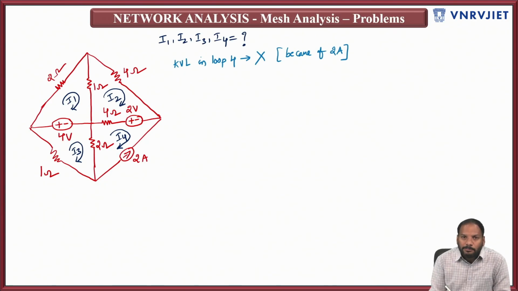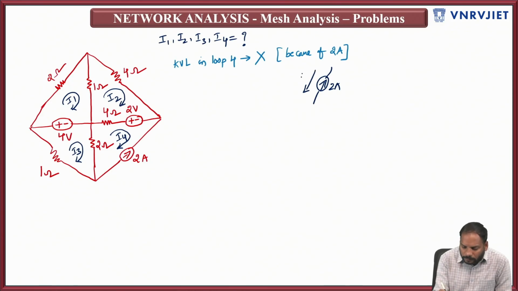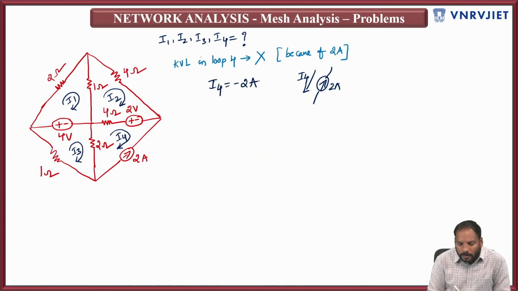But instead, on observation, you can directly see here, 2 amperes is going up, and I4 is coming down. So on observation directly, I4 is equal to minus 2 amperes. This is equation 1. So you can take this advantage now for this problem.